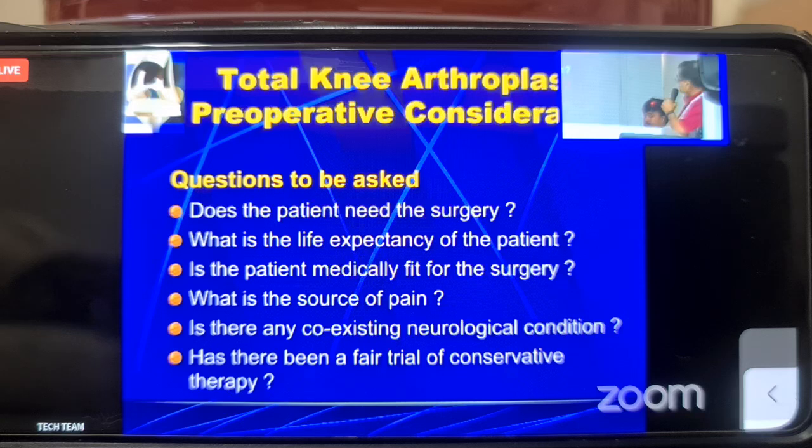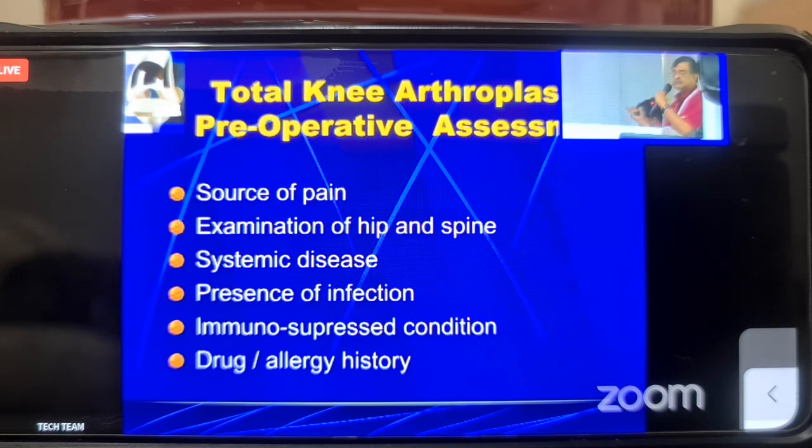So is there any coexisting neurological condition? Patients with dementia, with advanced Parkinson's disease, they don't seem to do as well. Patients with neuropathies, advanced diabetic neuropathies or neuropathic joints, they don't do all that well. And always do the surgery after a fair trial of conservative therapy. Don't jump for the surgery as the first option. That is given in the book by the AAOS as well. The AAOS says that the gold standard for end-stage joint disease is total knee replacement after a sufficient trial of conservative therapy.